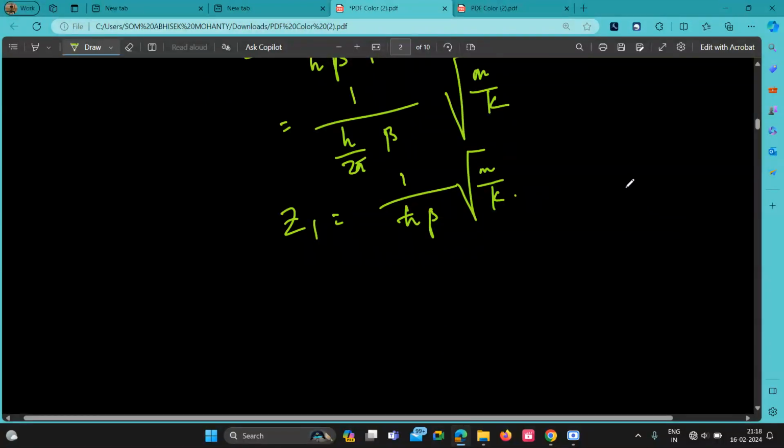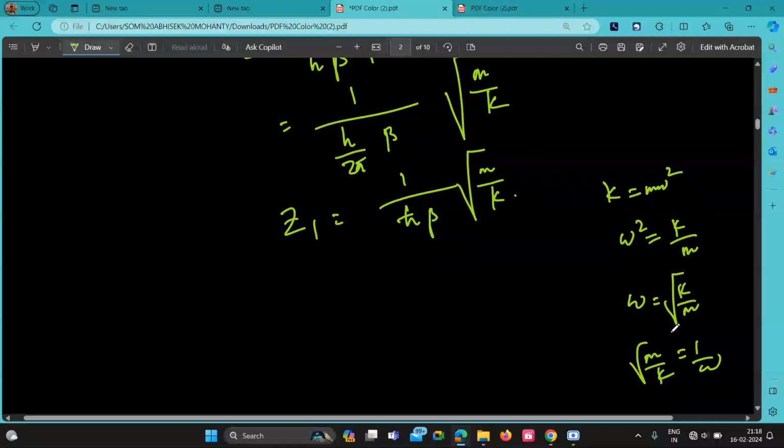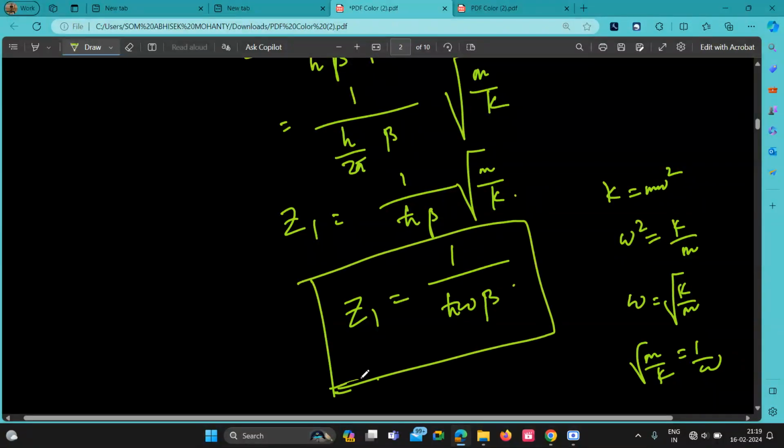Now, k is equal to m omega squared, so omega is equal to root of k by m. So root of m by k is 1 by omega. Here I can put 1 by omega. So Z1 is 1 by h cut omega beta. Is it clear?